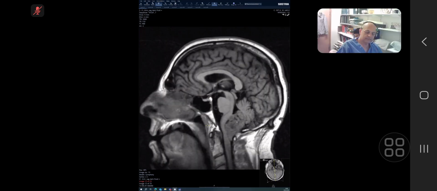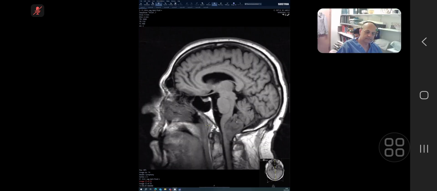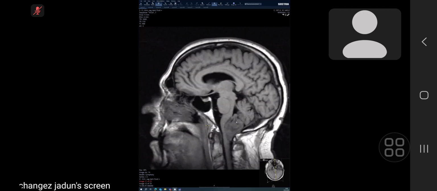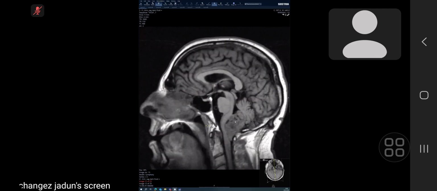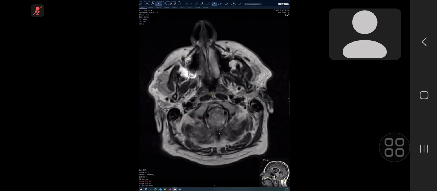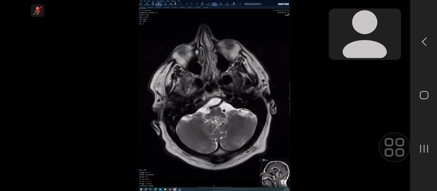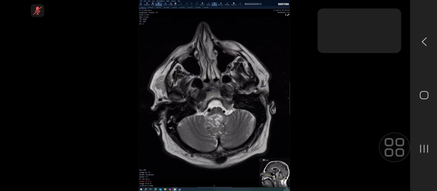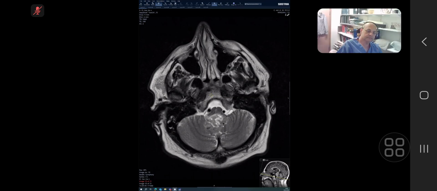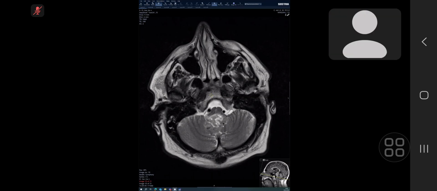So this lesion seems to be arising from the inferior portion of the fourth ventricle. In fact, the cerebellum also looks separated and looks a bit superiorly pushed. So it is a lesion which I would like to further see the other sequences which have been obtained before.